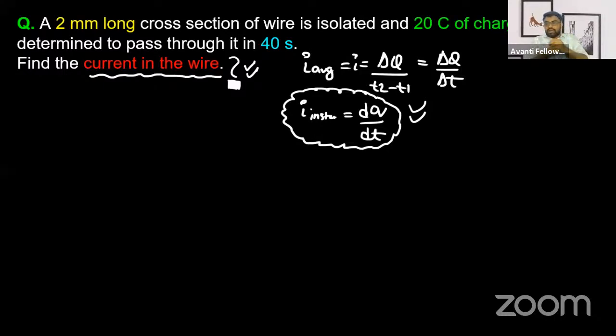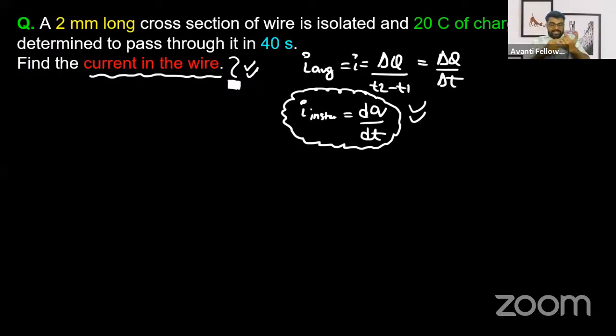If you don't solve it, I will not proceed, because it's a very easy question. They've given a 2 millimeter long wire. Millimeter, you can convert to meter also if you want. So we'll say 2 into 10 to the power minus 3 meter long wire is given. The cross section of the wire is 2 millimeter long, and it's isolated from the surroundings. 20 coulomb charge is determined to pass through it in 40 seconds. Now you may be confused, what is the sense of 2 millimeter?